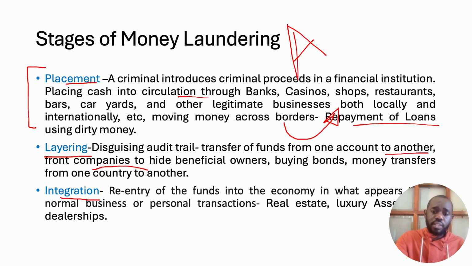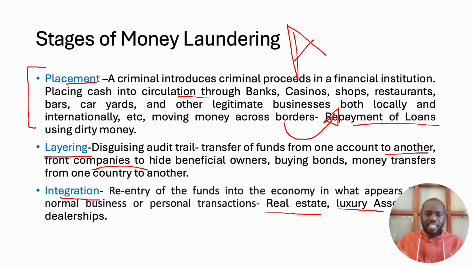During the integration stage, you will also see these individuals buying real estate, buying luxury assets, and of course, opening up businesses. The idea here is that, number one, we started with placing money into the financial system, then layering so that money does not look to be tied to a specific individual, so that the origin of that source of money cannot really be traced because of different transactions and how money has exchanged hands.